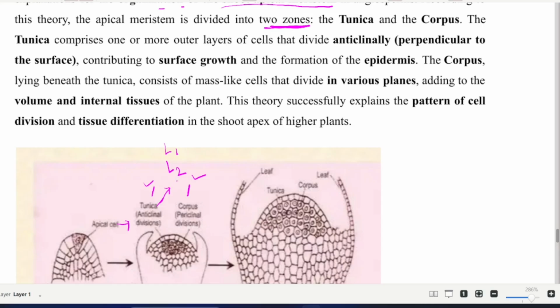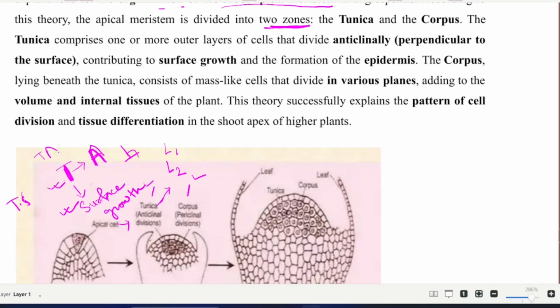and that divides anticlinally, that is perpendicular to the surface, and that contributes to the surface growth. So you can remember like the TS, transverse section, in that way: tunica for the surface growth and anticlinal division. And the next one is the corpus, which lies beneath the tunica.